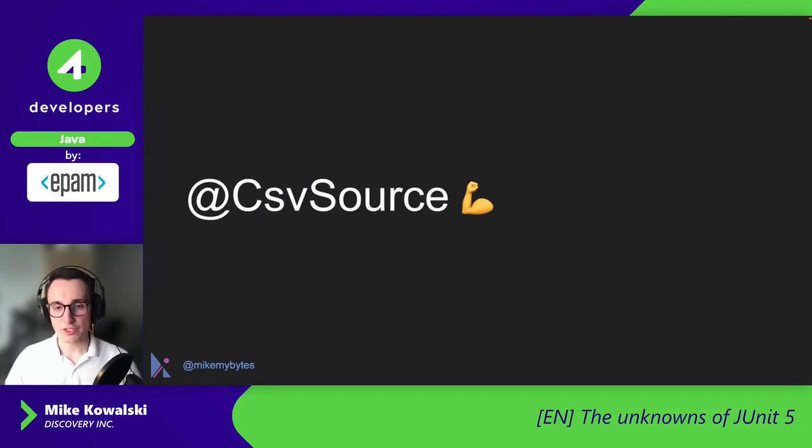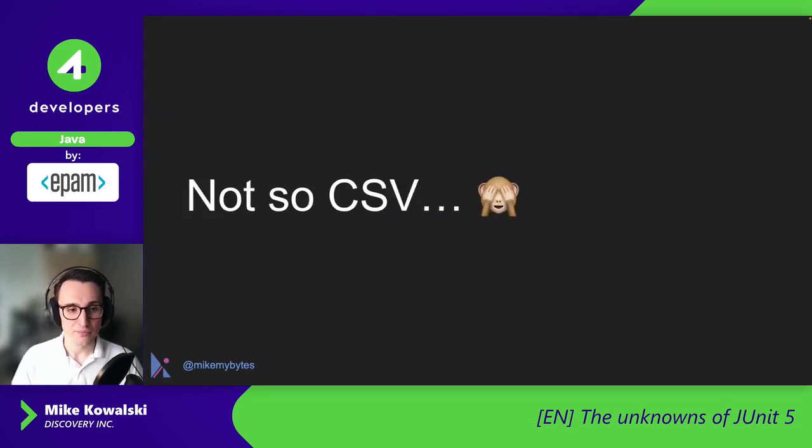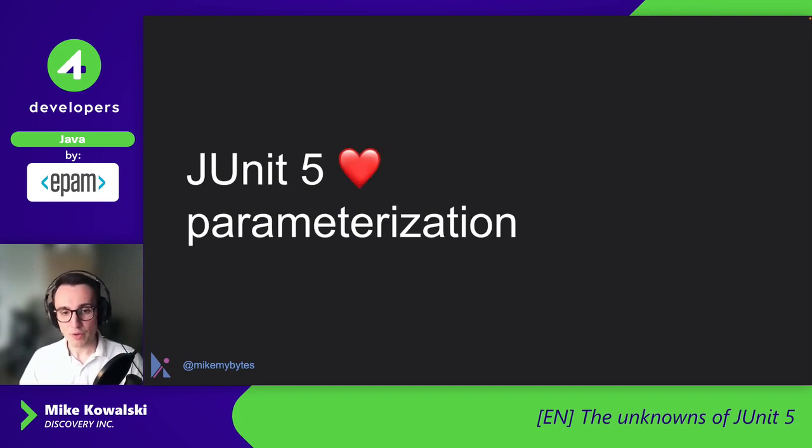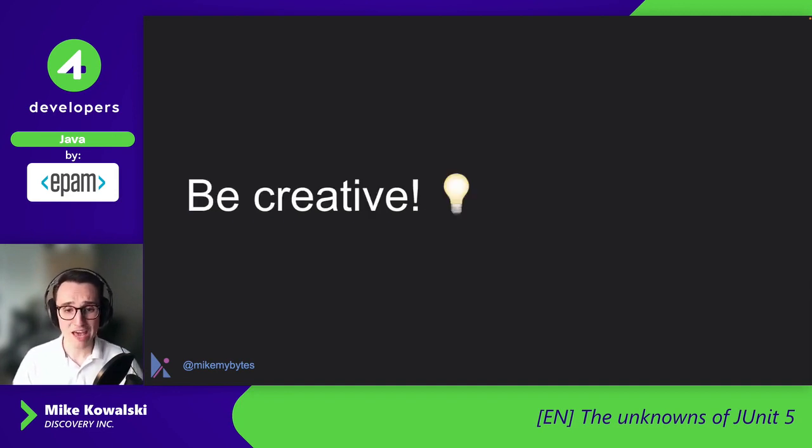Now, summing up, the CSV source is an extremely powerful tool, even if it's a bit underestimated. And of course, it's not comma-separated values after all, but still, we can do really cool stuff with it. Now, you may have noticed that JUnit 5 has been built around the parameterization concept. So we could say that it encourages us to parameterize our tests. But of course, we have to be creative. So sometimes knowing that we could use, for example, any delimiter we want is not enough, because we have to come up with something that is actually right for the context that we are working in.